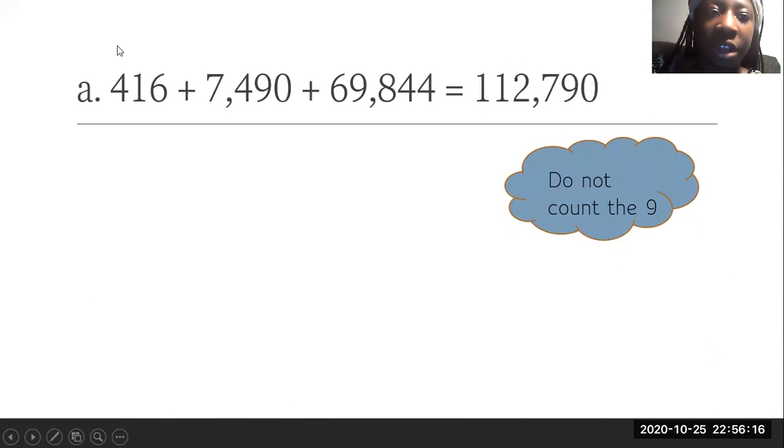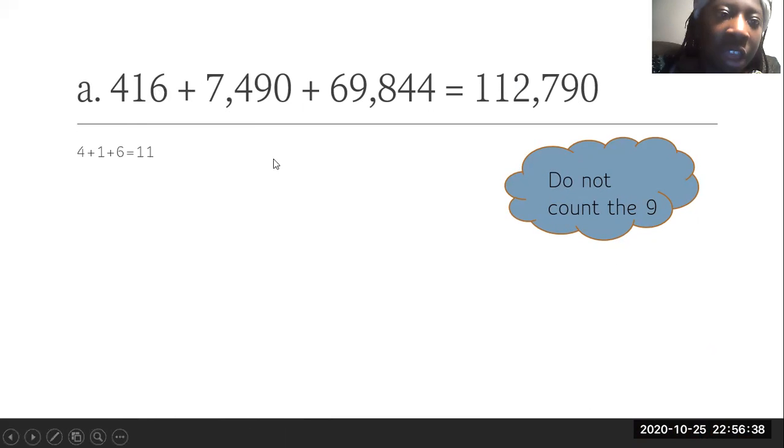So the first one is A, which is 416 plus 7,490 plus 69,844, which is supposed to equal 100,012 and 790.